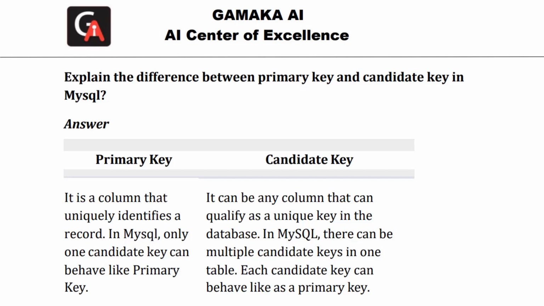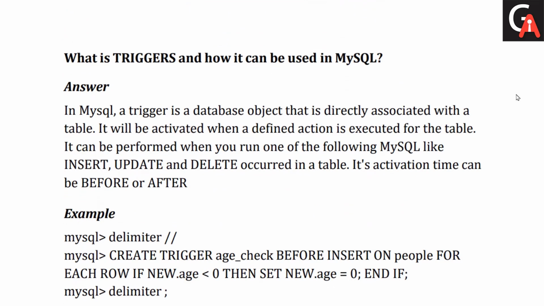So this is the basic difference we have. The primary key is the column that uniquely identifies the record, and the candidate key is the column which qualifies as a unique key. There can be only one primary key in a table, and there can be multiple candidate keys in the table. So this is the basic difference between the primary key and candidate key. Let's move towards the other question we have.